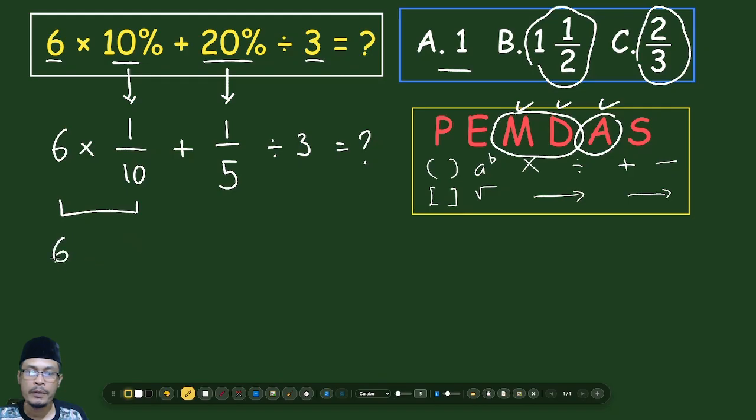Multiplication first. 6 times 1/10 is 6/10. We can reduce it to 3/5. And division: 1/5 divided by 3 is 1/15.